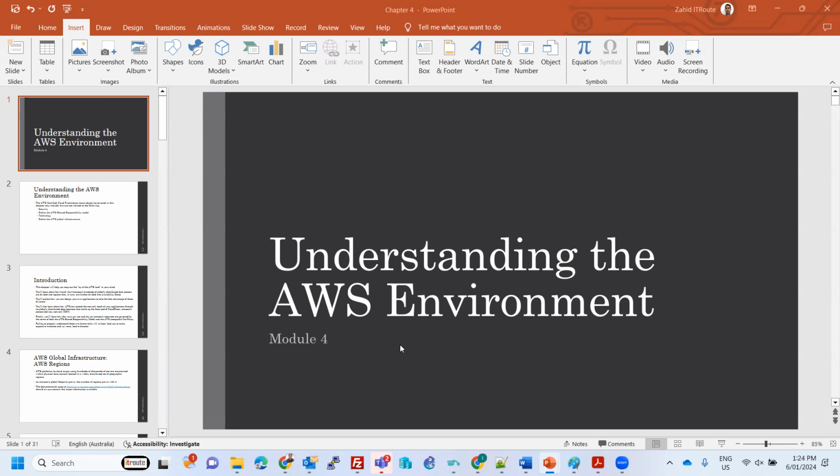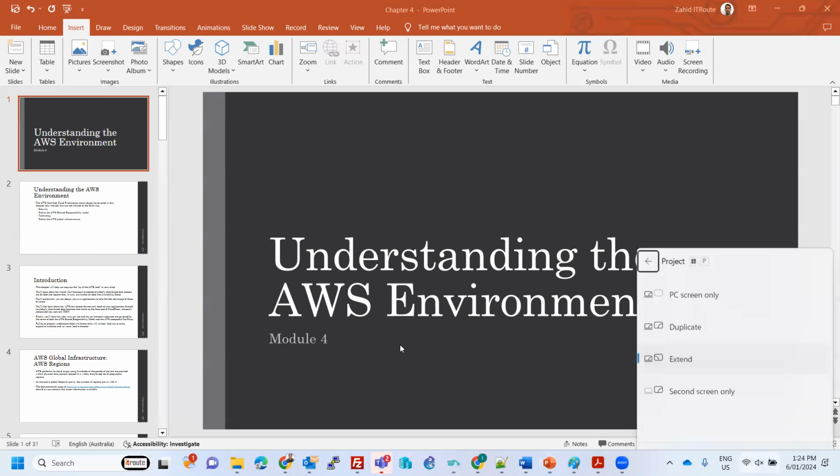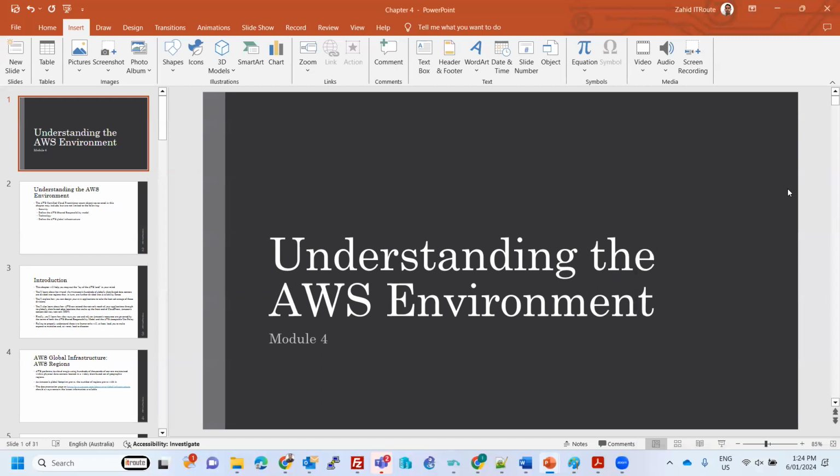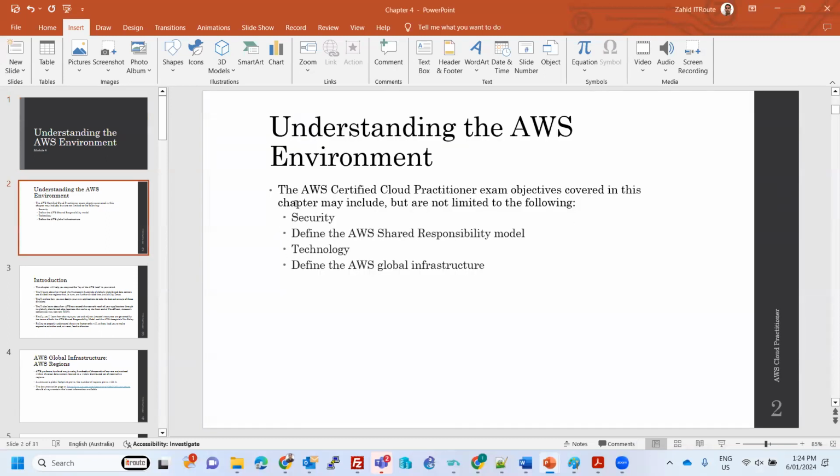Okay, so this section is going to look at understanding the AWS environment. This section is going to look at some of the stuff related with security, define the AWS shared responsibility model, define the AWS global infrastructure. These are the topics mostly we're going to have a look at.